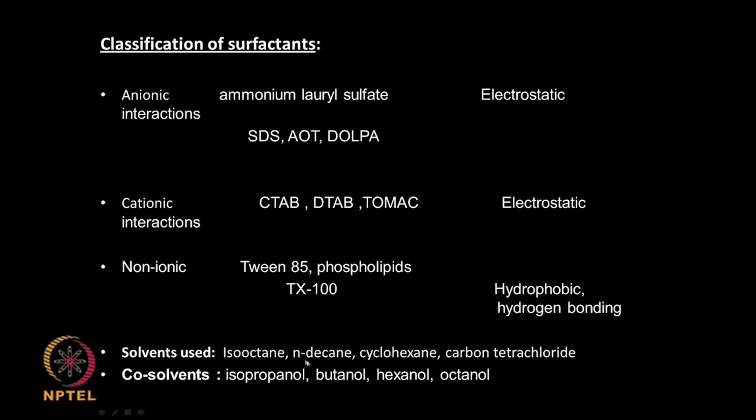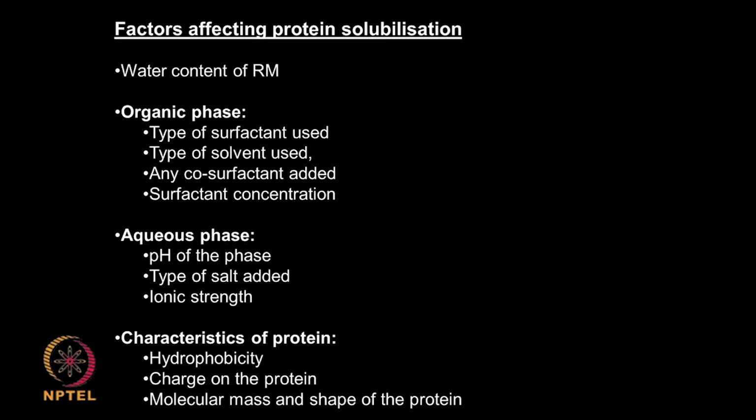So what are the solvents we use? We use isooctane, n-decane, cyclohexane, carbon tetrachloride. Sometimes you may also use a small co-solvent like isopropanol, butanol, hexanol, octanol and so on. So you can see the types of surfactants that are used and the types of solvents and co-solvents used.